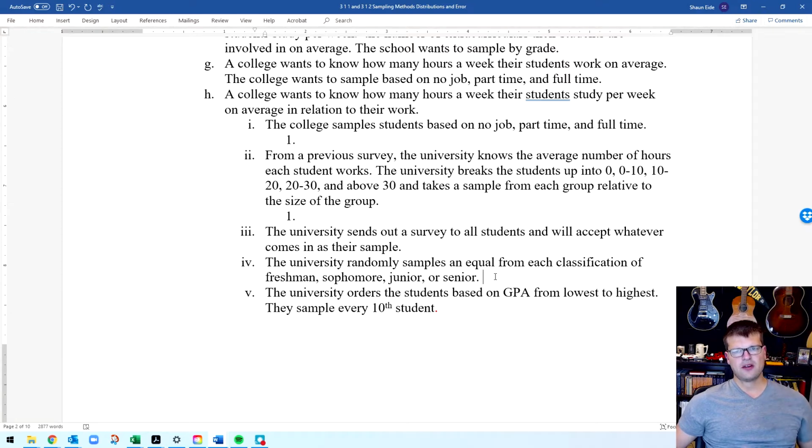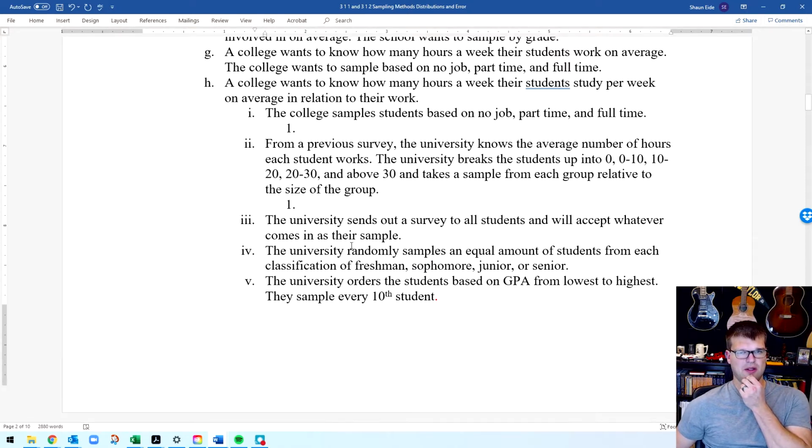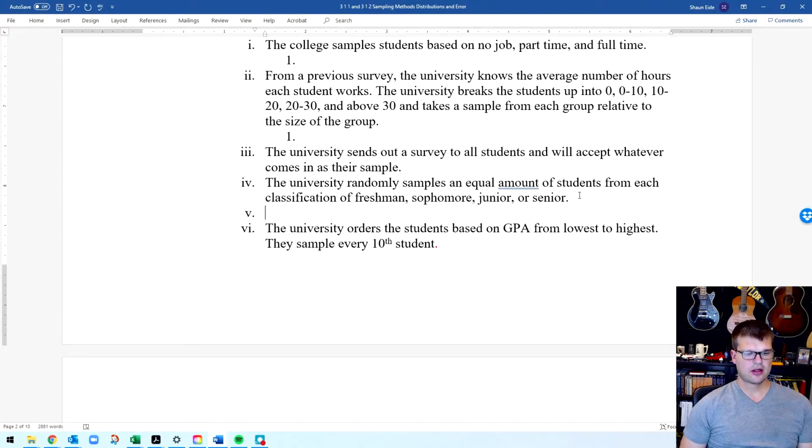Okay. The university randomly samples an equal amount of students from each classification of freshman, sophomore, junior, or senior. And so, once again, just take a look at that. They're broken up into naturally occurring classes.